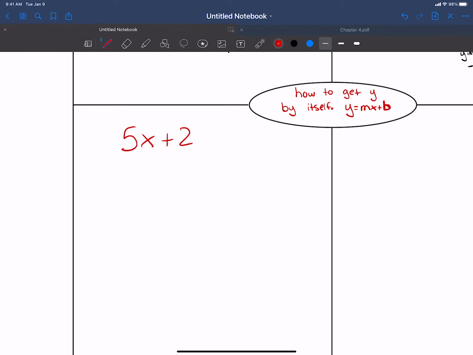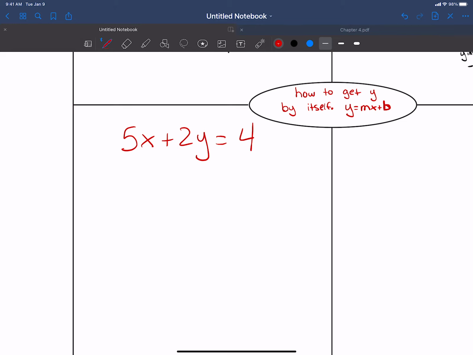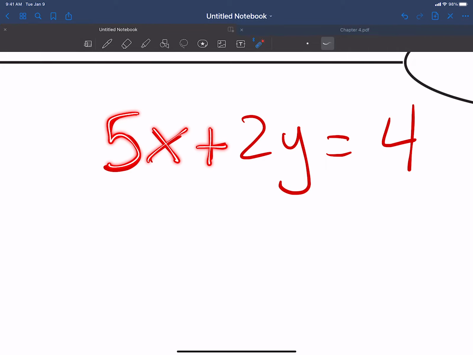5x plus 2y equals 4. Okay, my job is to get y by itself. What's happening to it? It's being multiplied by 2. It's also being added 5x. We have to get rid of the 5x first. It's the extra junk around it, right?